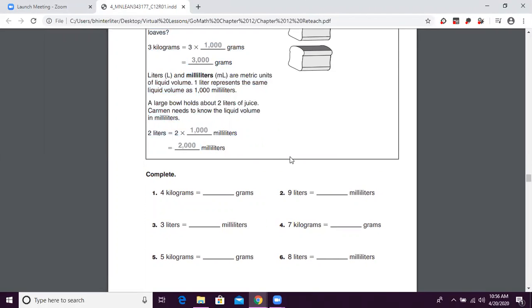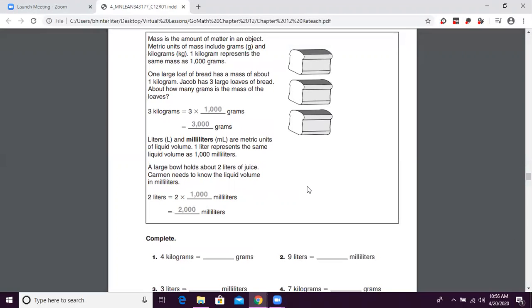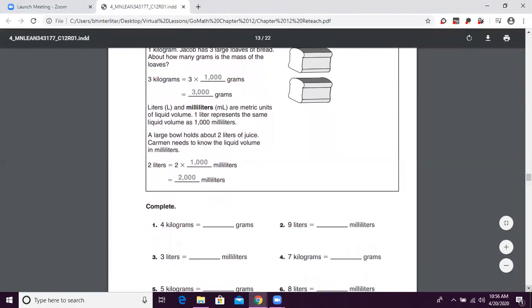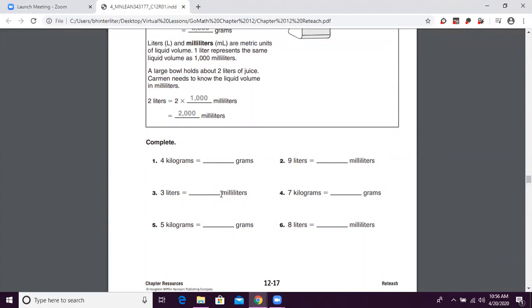Now, as you see above with the grams, and as you see below with the milliliters, both times we're multiplying by the same number, and that number is 1,000. So as we take a look at the 6 problems that we have below, I want you to think for just a second, what do you think I'm going to be multiplying by each time in order to go from the bigger measurement to the smaller measurement? So if you said 1,000, you are correct.